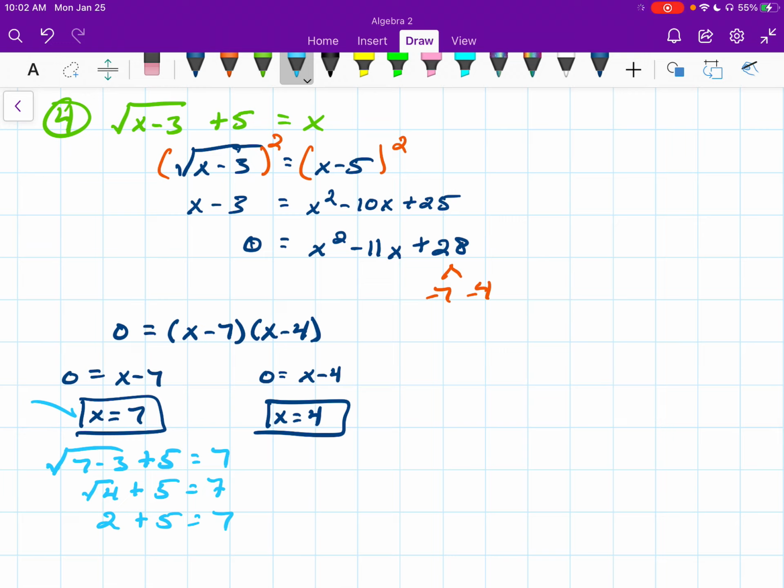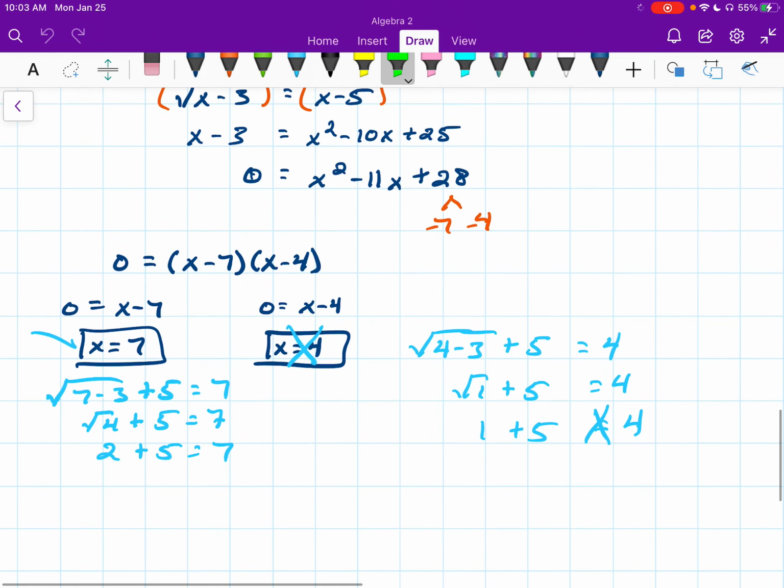Now for 4, we're going to have root 4 minus 3 plus 5 is 4. So this is root 1 plus 5 is 4. So 1 plus 5 is 4. Well, that's not true. So x equals 4 is not a good answer, right? Now what happened there is whenever we squared them, we ended up creating a second answer. And we had to go back and check, well, is that a good answer? And it was not.